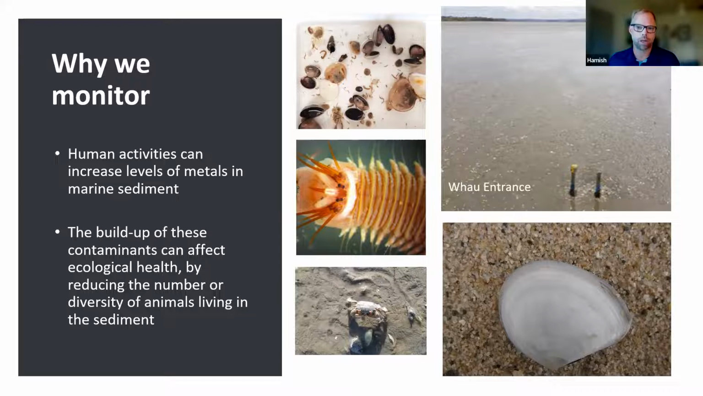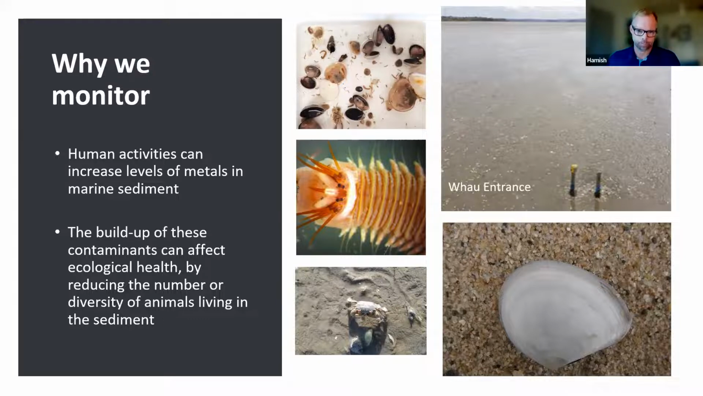So a lot of these animals are really quite sensitive to copper, lead, and zinc, and too much of this in their environment will cause them to no longer be able to survive in that habitat. And over time, what you can end up with is really quite degraded communities that are just dominated by a few of these species that can tolerate those higher contaminant levels.